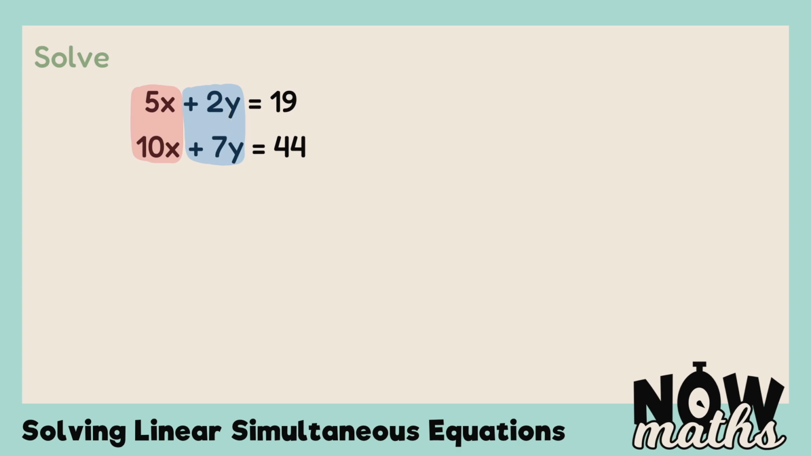To help us in this question, we're going to use the fact that 5x multiplied by 2 is 10x. So what we're going to do is multiply the top equation by 2. And as long as we multiply the entire equation by 2, we're not changing the solutions at all. So multiplying the entire equation by 2, 5x multiplied by 2 is 10x.